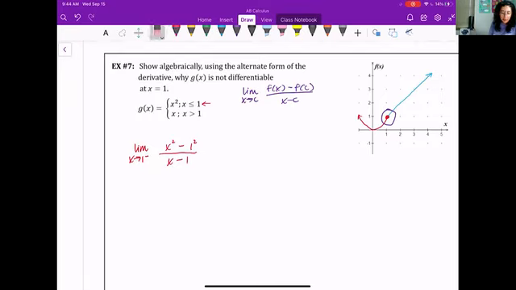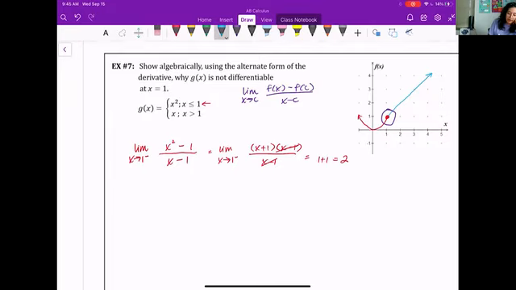So right now, if I try to plug 1 into this limit, I'm going to get 0 over 0. That does not mean it doesn't exist. That means I can factor and cancel some stuff out. This is the limit as x approaches 1 from the left. I've got x plus 1 times x minus 1 on top, all over x minus 1. So that cancels, and now I can plug in 1 plus 1, which is 2. So my derivative from the left is 2.